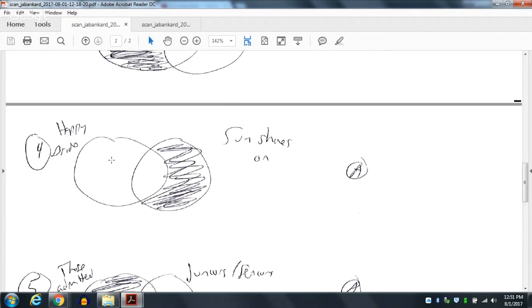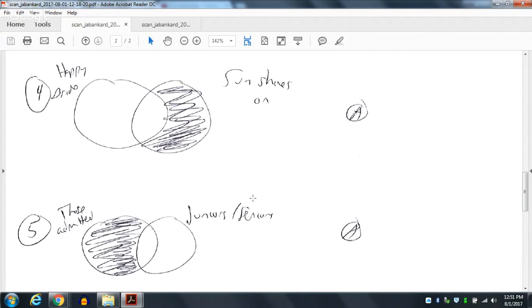Now, that doesn't mean you can't be happy without the sun. There are brides over here that are happy without the sun. It just means that if you're a bride and the sun shines on you, then you've got to be happy by necessity. And so we create that nice A statement.